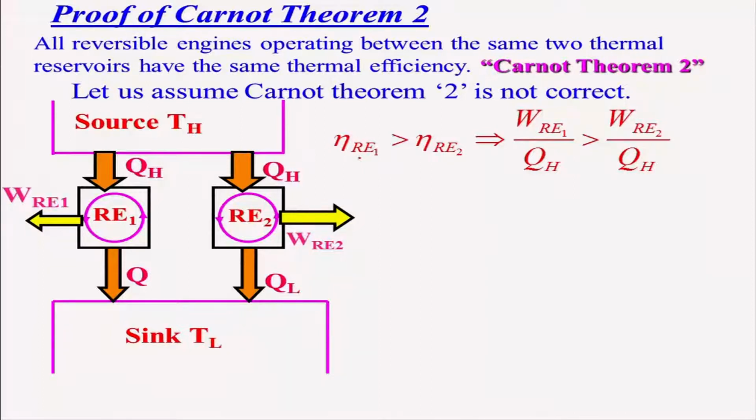Then the thermal efficiency of reversible engine 1 is the ratio of the work done by engine 1 and the amount of heat absorbed from the source, which is greater than the work done by reversible engine 2 divided by QH. That means WRE1 is greater than WRE2. And let us operate this reversible engine 2 in a reverse cycle. That means it will be operated as a refrigerator system.